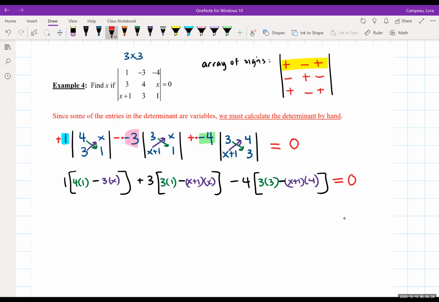So now we'll take the time to simplify. We have 1, I'll keep that intact. 4 times 1 is 4. We're subtracting off 3 times x, so we'll just write 3x.